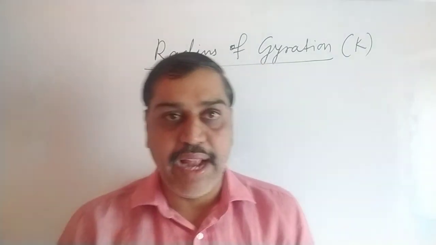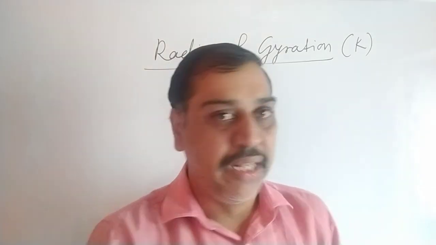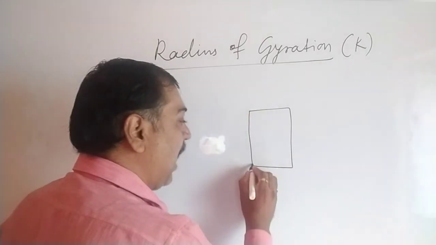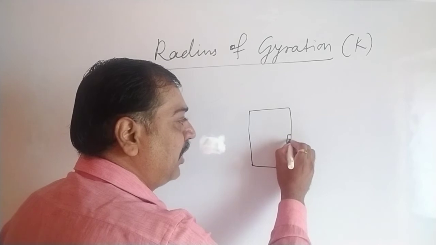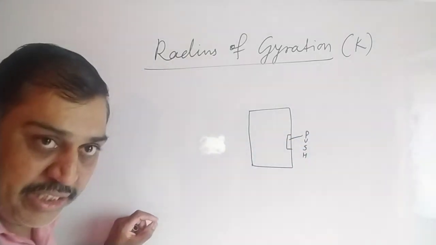Suppose we go to any lab, or some cabin. There is one door, and I will draw that door. So this is the door of that cabin or computer lab. Here there is a handle. On this handle they will mention the word push, or pull.